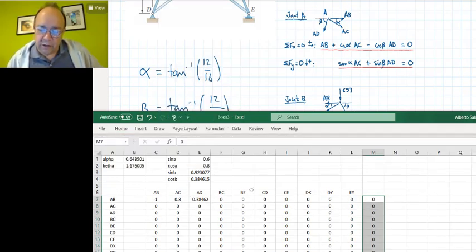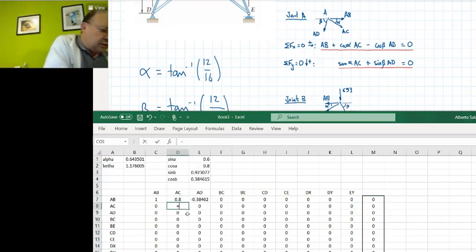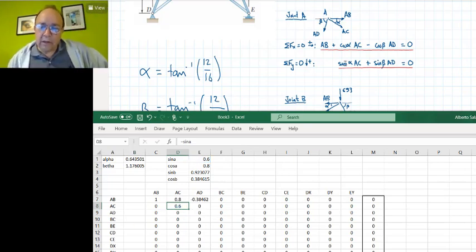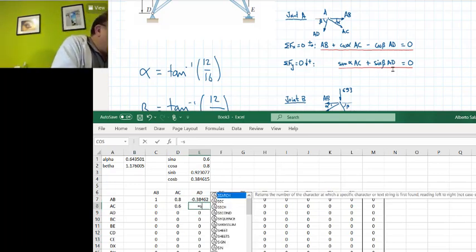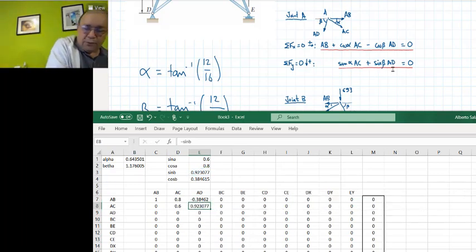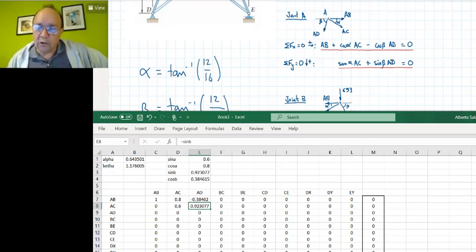Okay, so now we go for the second equation. AC sine alpha. So this is AC here equals sine alpha, 0.6. And AD sine beta. AD is this column here. So here it will be equals sine beta. All right, and no more elements, so everything's 0.